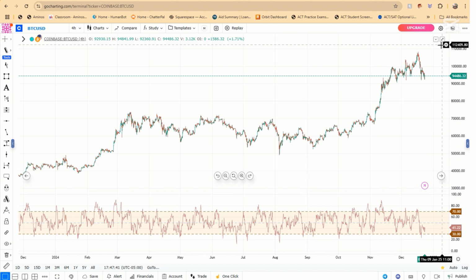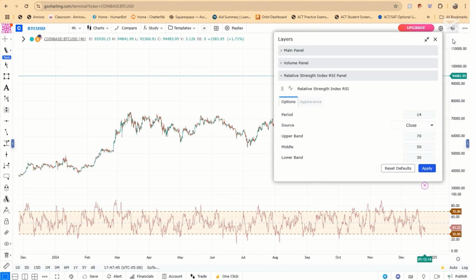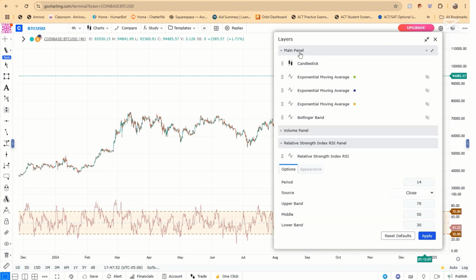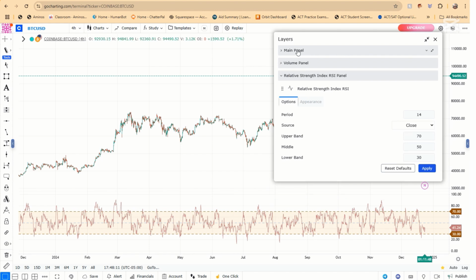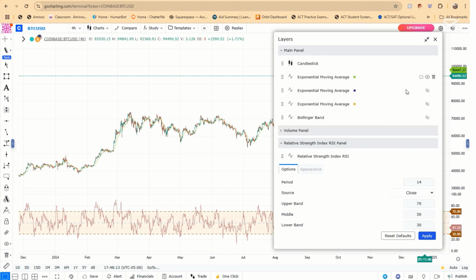Now the nice thing, once you have this all saved, you'll come over here, which is called layers. This is going to layer your charts. Main panel, which is your candlesticks, which are these red and green candles right here. Then you have your exponential moving averages. I have 3 on here, 25, 50, and 200. We have the Bollinger Bands, so I have all that saved. We have the volume. Volume I don't have on here, but it's there. If you want to look at these things, I'll just show you. Click on this, and it will bring it up.